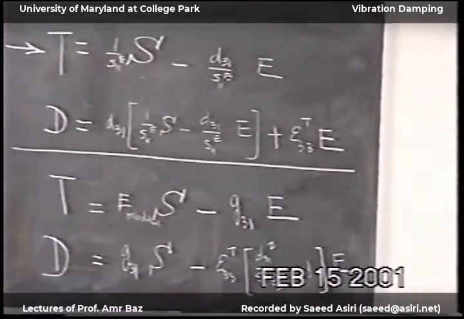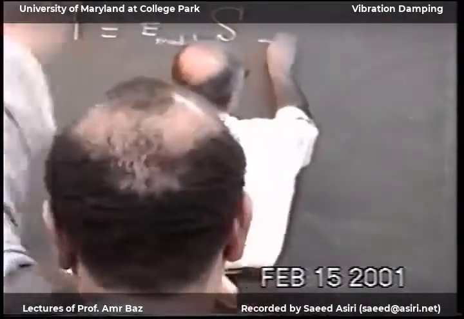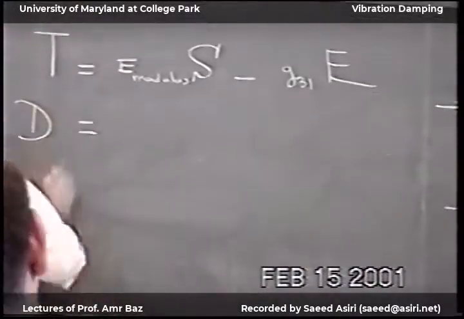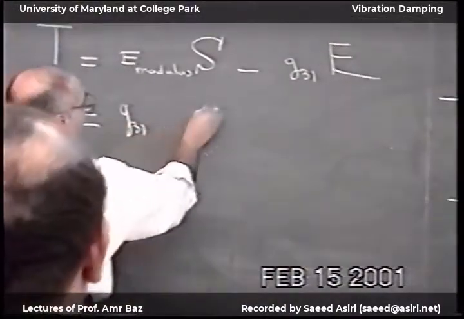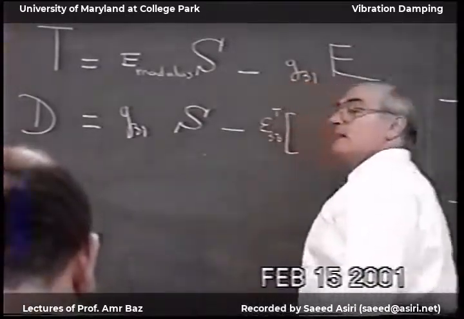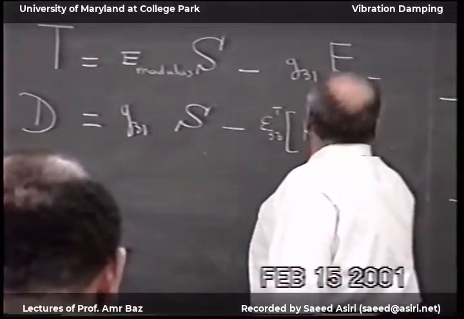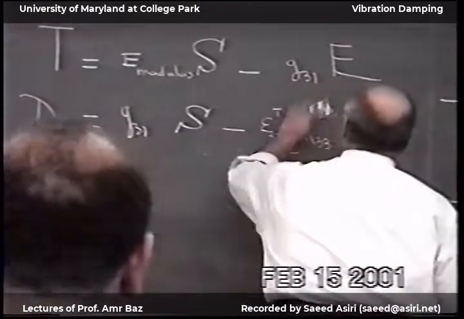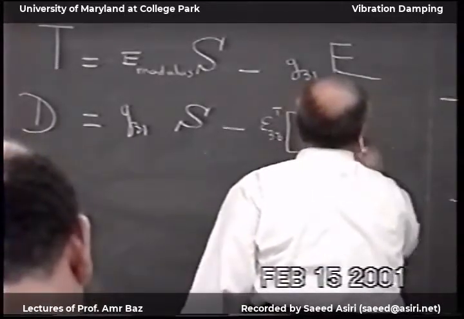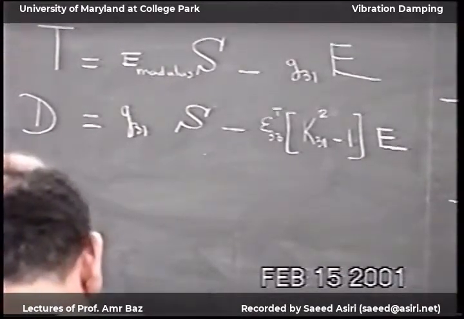We can write this now as T is equal to Young's modulus S minus D, and then here we have G31 minus, and this term we'll just define like this, K31 squared minus 1. That's all I'm going to say about piezoelectricity in this lecture.